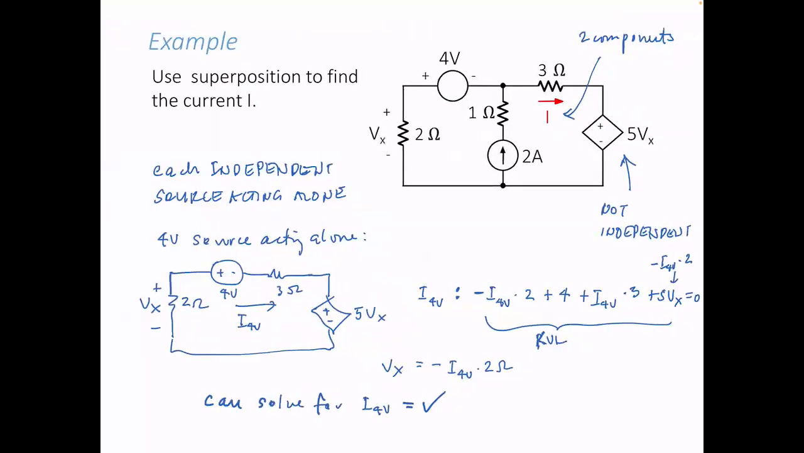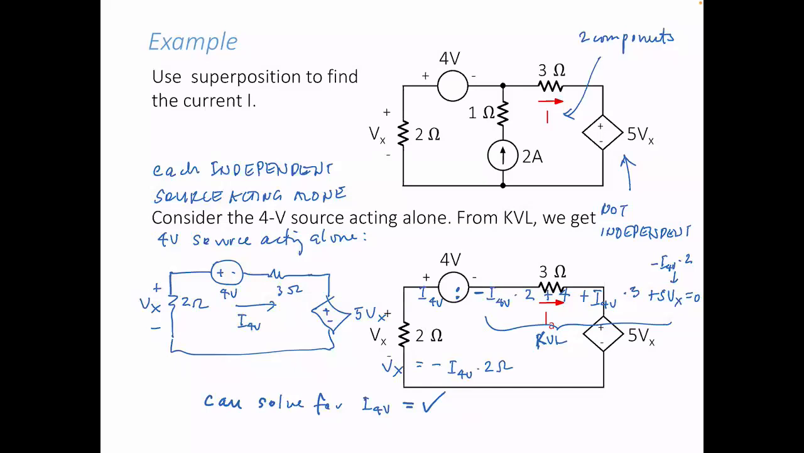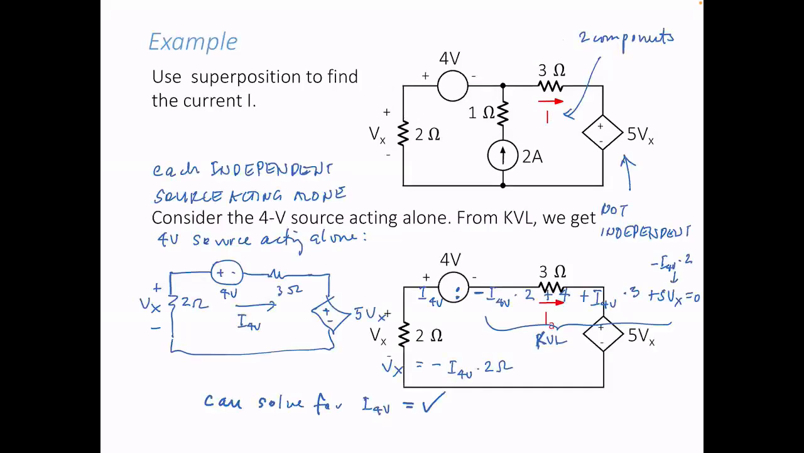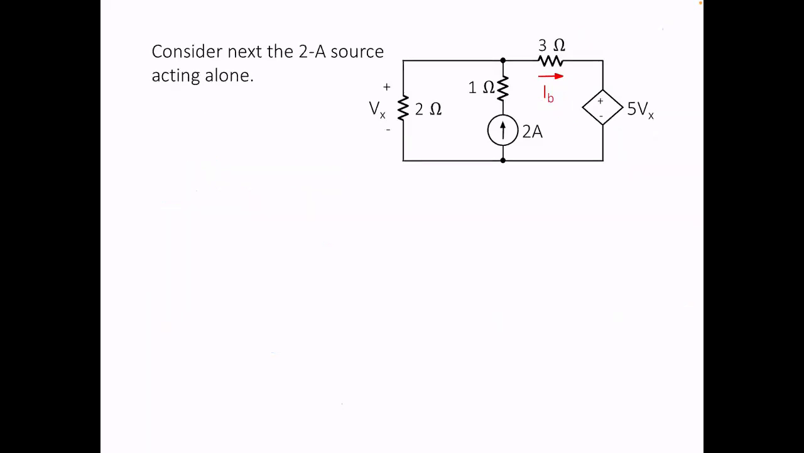Then you can consider the 2 ampere source acting alone. Okay. So the name of this is actually IA and IB, no? I used I 4 volts. So it should be IA and IB. But anyway, let's say I 2 amperes. There's nothing I 2 amperes.